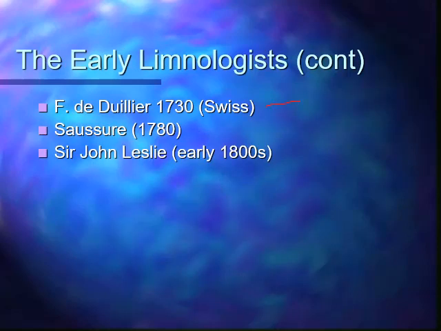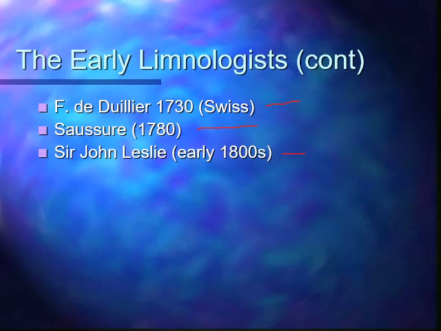De Saussure is an important guy, a French guy. He started physical limnology, where he measured some waves in some lakes. Saussure discovered the thermal stratification of lakes. Pretty tricky thing to do back in that day with very limited ability to measure temperature.